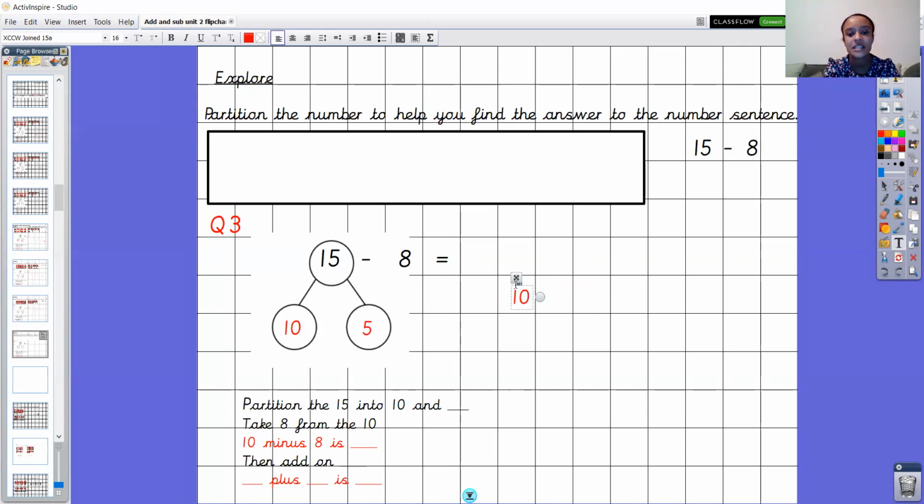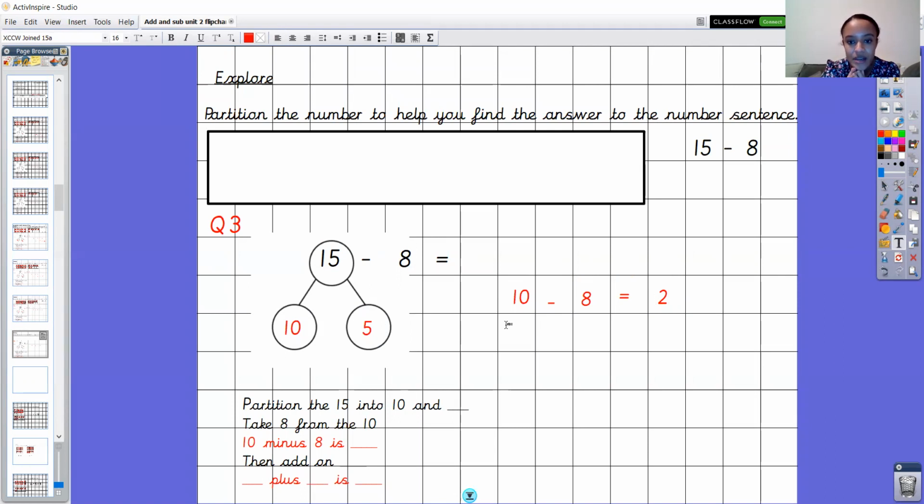So I'm going to write my number sentence. 10 take away 8 equals, what do I add to 8 to get 10? I add 2 to 8 to get 10. So therefore 10 take away 8 is 2.